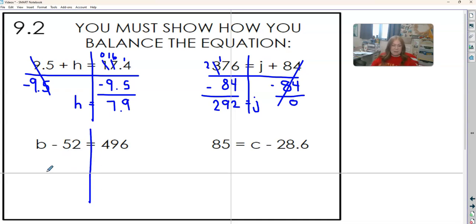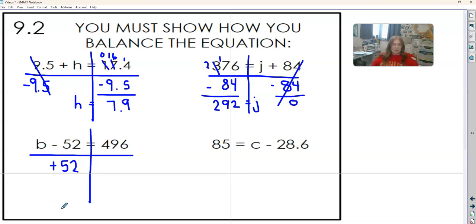So same setup, draw that balance bar through our equation. So we have negative 52. We've already taken away 52. We're trying to cancel it out. We're trying to get back to 0. So the opposite of minusing 52 is to add 52.